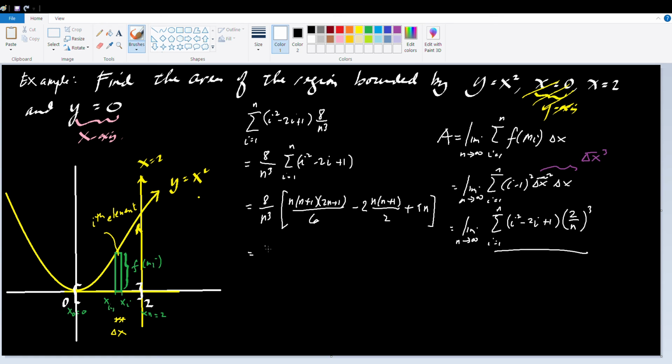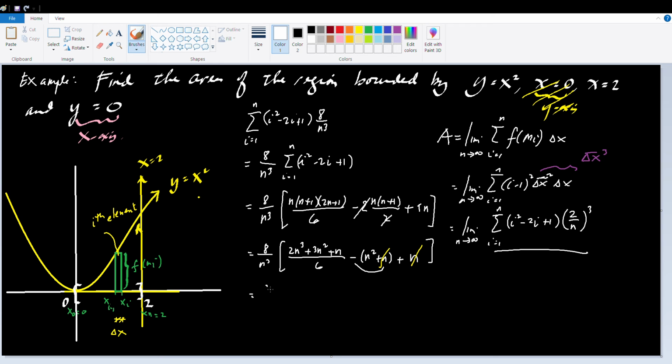So we have here 8 over n cubed. We multiply together n plus 1 and 2n plus 1. That will give us 2n cubed plus 3n squared plus n over 6. The 2 here will cancel. So negative n squared plus n plus n. Negative n plus n will cancel. Okay. Then we combine 8 over 6. That will be 4/3.